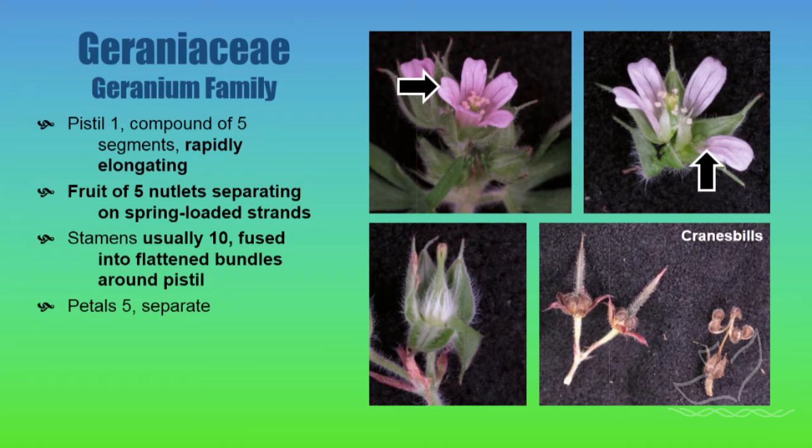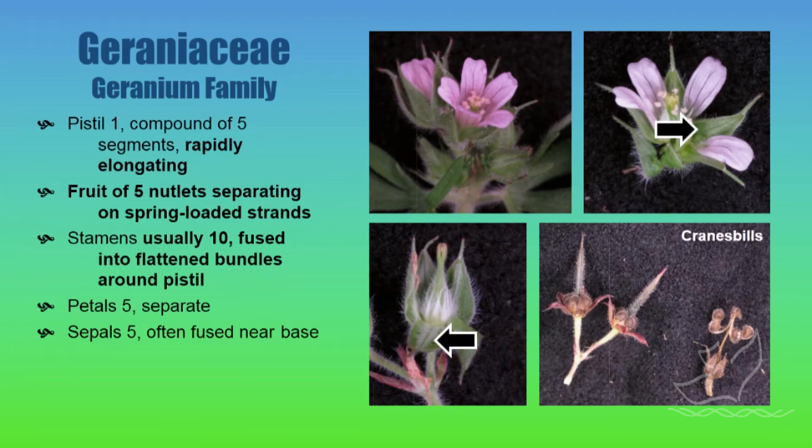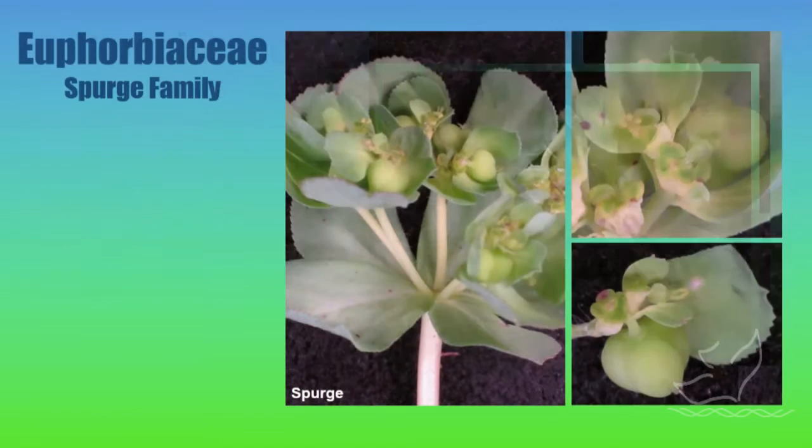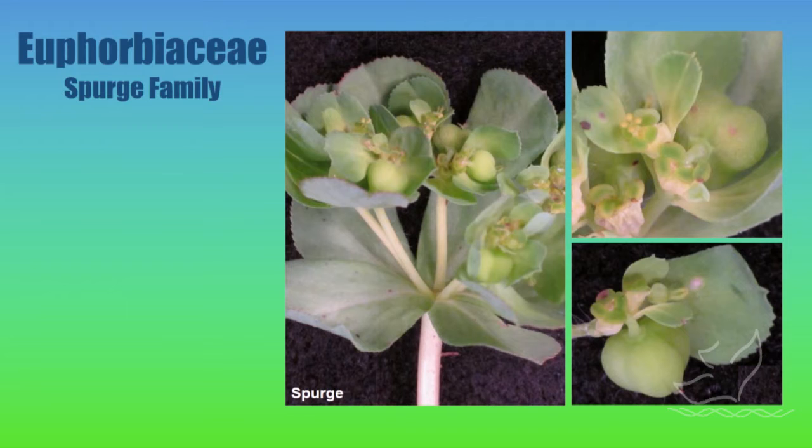Petals are 5 and separate. The sepals are 5 and more or less fused near the base, but the tops look more or less separate. The leaves are usually lobed or dissected. And again, these leaves have obvious stipules. That's the Geraniaceae. Next is the Euphorbiaceae, the Spurge family, and this is a very unusual family.